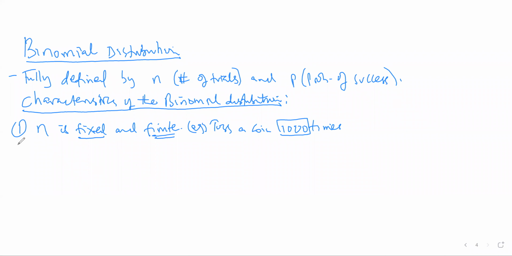The second one, let me skip the probability of success and say this, which is very important: each trial results in one of two possible outcomes.